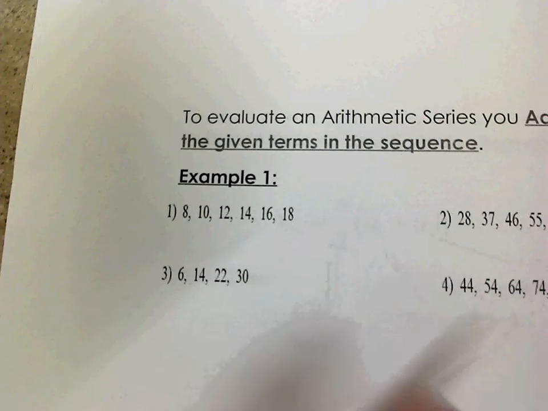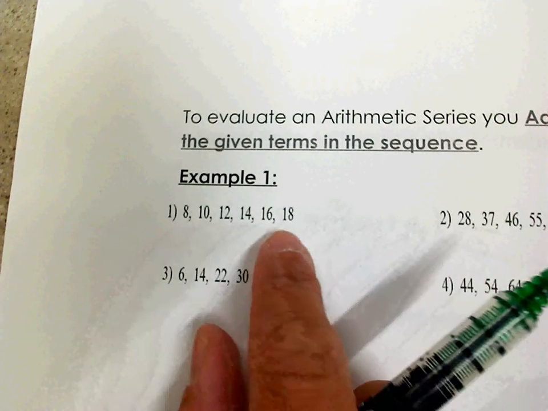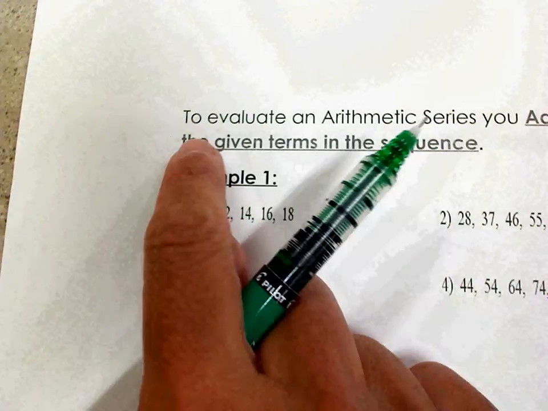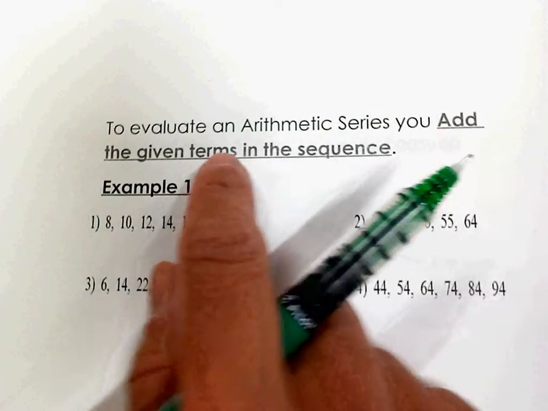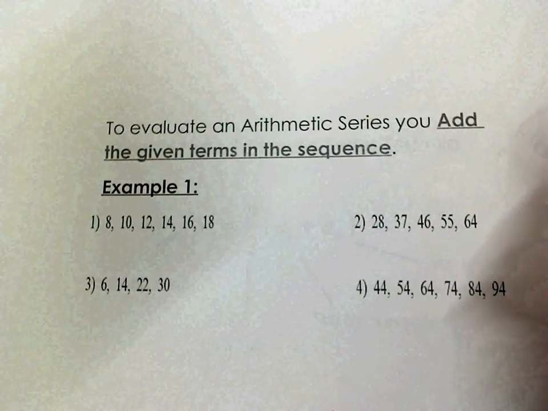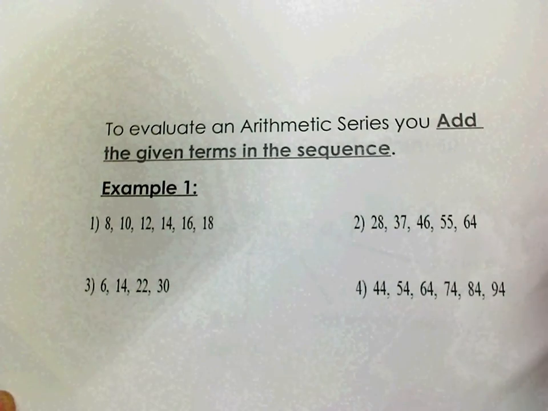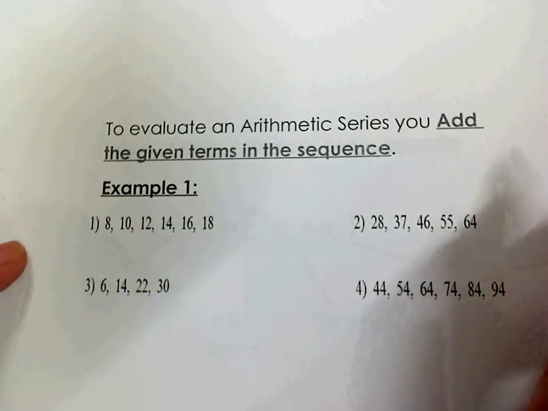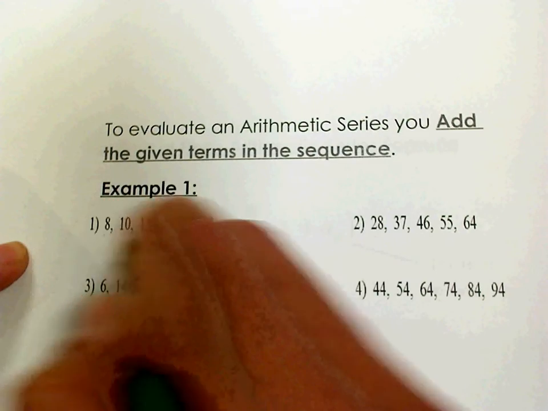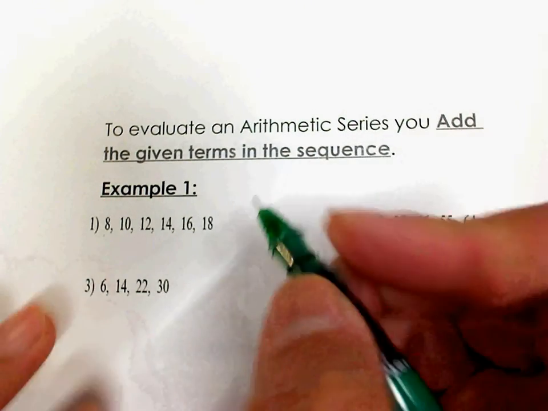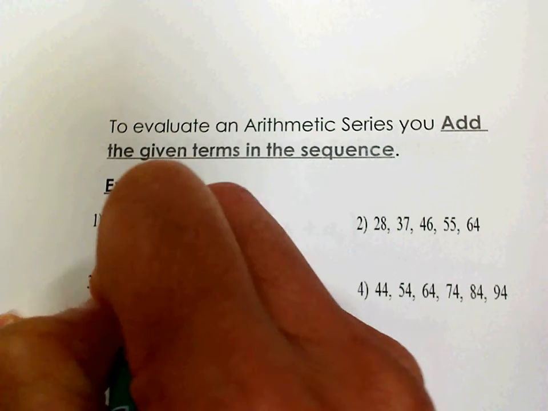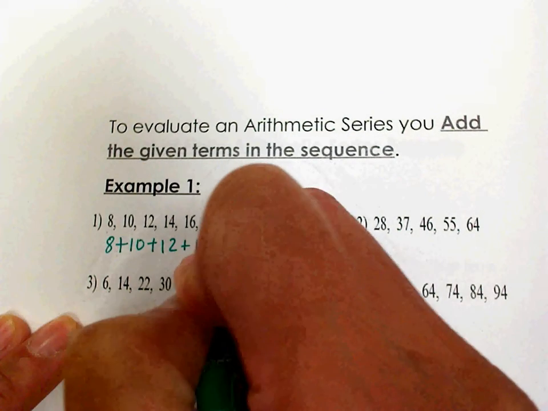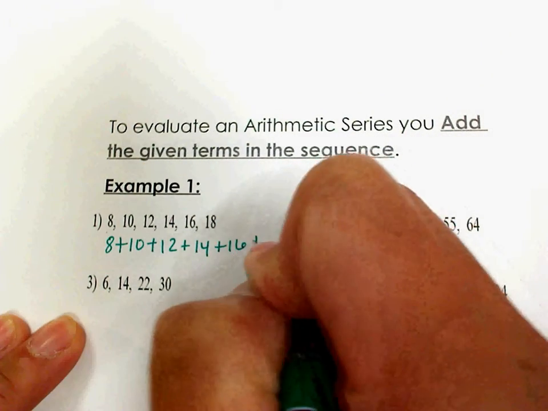I'm starting with an 8 and I'm ending with an 18. The question says, to evaluate an arithmetic series, you add the given terms in the sequence. This tells you it's already arithmetic. I'm increasing by 2. But I start here at 8 and I end at 18. So how would you do that problem? All you have to do is on your calculator, add it together, just like that.